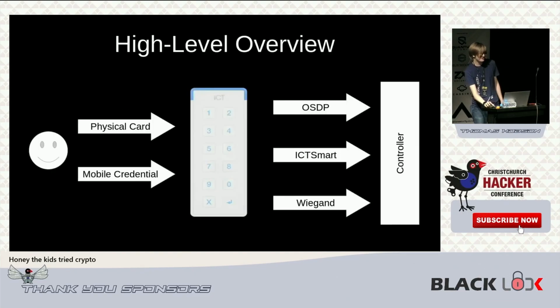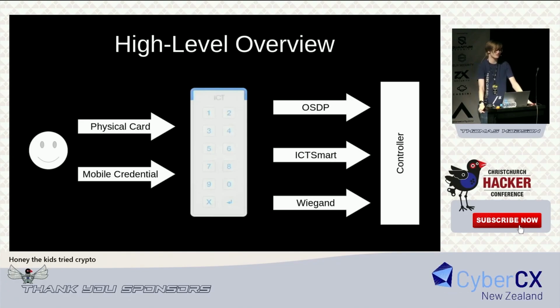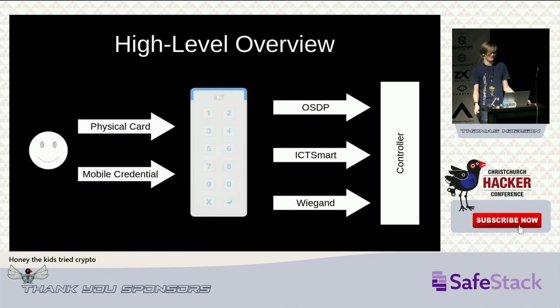So we've looked at getting data into the reader, but what about getting data back to the controller? For this, there are 3 ways. You've got Wiegand, which is just no encryption. It's a de facto standard that came around from readers in general. I think it dates back to the HID days, or even before that, probably with Magstripe. Don't quote me on that. So there's no encryption on there.